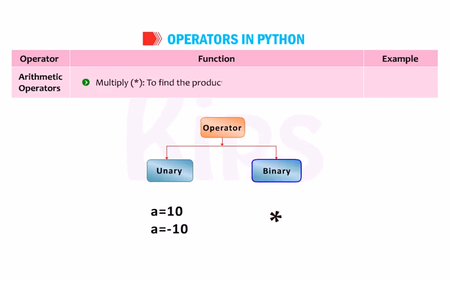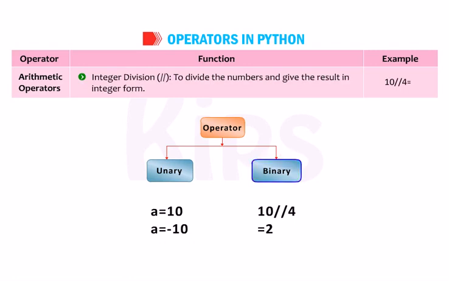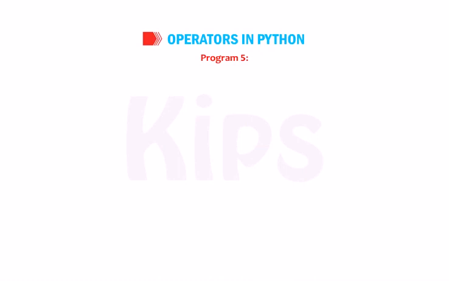Multiply, to find the product of the data values: 10 into 2 equals 20. Division, to divide the numbers and give the result in decimal form: 10 divided by 4 equals 2.5. Integer division, to divide the numbers and give the result in integer form: 10 integer division 4 equals 2. Modulus, percentage, to divide the numbers and give the remainder: 10 % 3 equals 1. Exponential, to find the powers of the numbers: 3 asterisk asterisk 4 equals 81. Program.